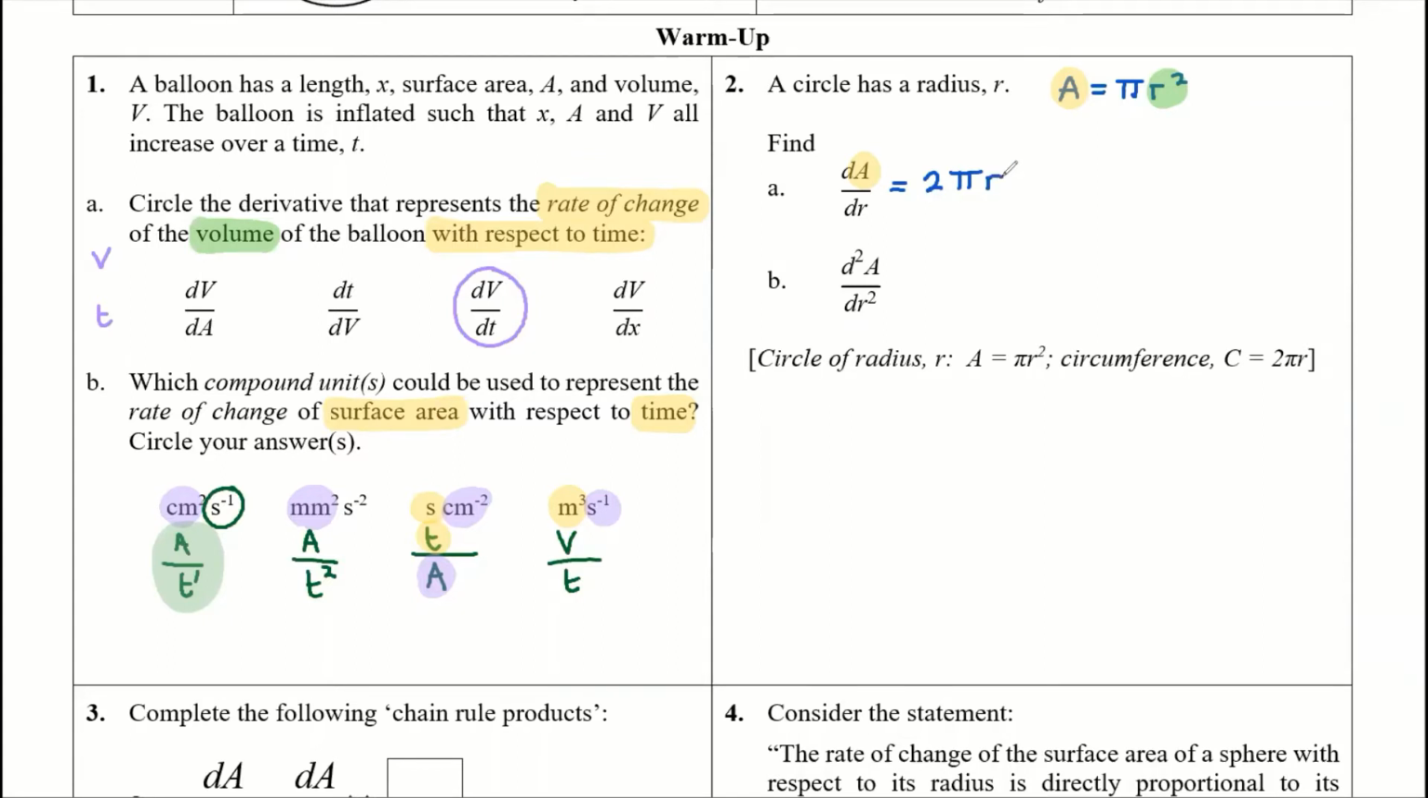Now, notice something quite interesting there, which we're going to explore later. We've actually got 2 pi r as dA by dr, which is actually equal to the circumference of the circle. Now, that's an interesting result, isn't it? So the rate of change of the area with respect to the radius is equal to the circumference. We'll explore that in a moment. And then if we differentiate again, obviously the 2 pi is the coefficient. We're going to keep that. And then we lose the power of r, so we're just going to get 2 pi. Okay, so I hope that makes sense.